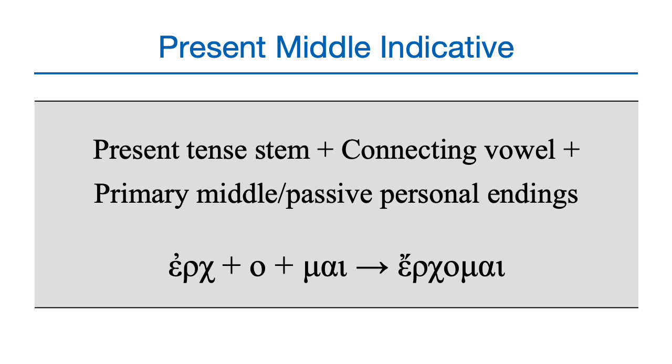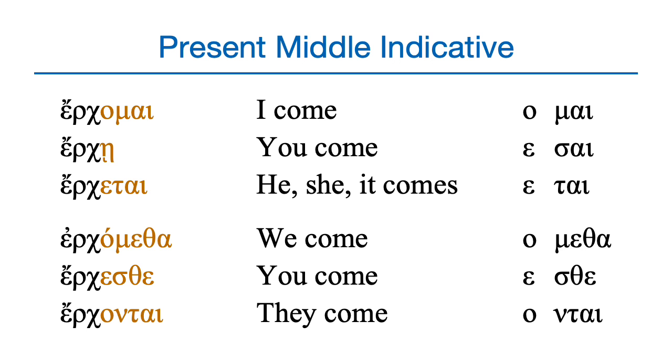In the present middle indicative, to form it in Greek, you have the present tense stem. We learned about the stem, right? Present tense stem. We have the connecting vowel, which you remember. Now we have the primary middle or passive personal endings. This is the second of four categories of endings that you need to know. There is a word, ἔρχομαι. The stem is ἐρχ, the connecting vowel is omicron, and the middle passive ending is μαι. In the next few slides, you're going to learn about the middle passive endings. They are very simple. It should not be any trouble to you.